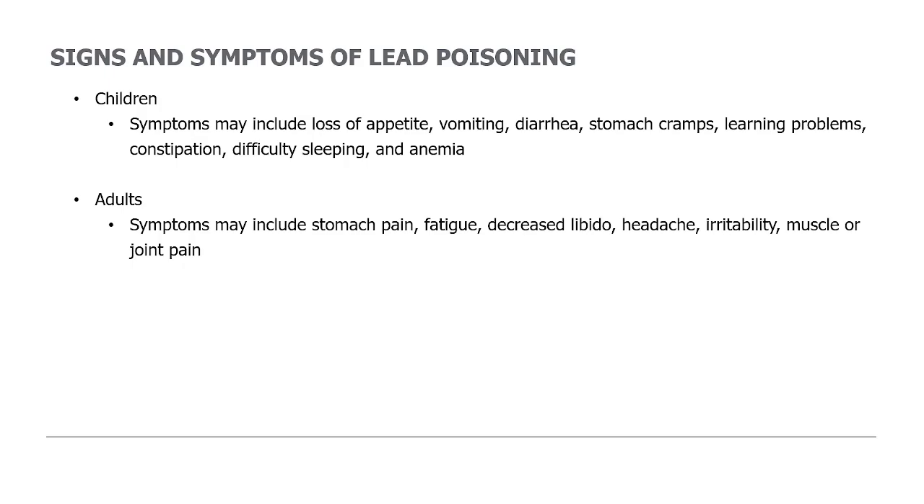Here's some signs and symptoms of lead poisoning. In children, you can see loss of appetite, vomiting, diarrhea, cramps. And then it can cause learning problems, constipation, difficulty sleeping, and anemia. In adults, it's kind of similar, but a little bit different. Symptoms may include some stomach pain, fatigue, decreased libido, headache, irritability, muscle or joint pain.